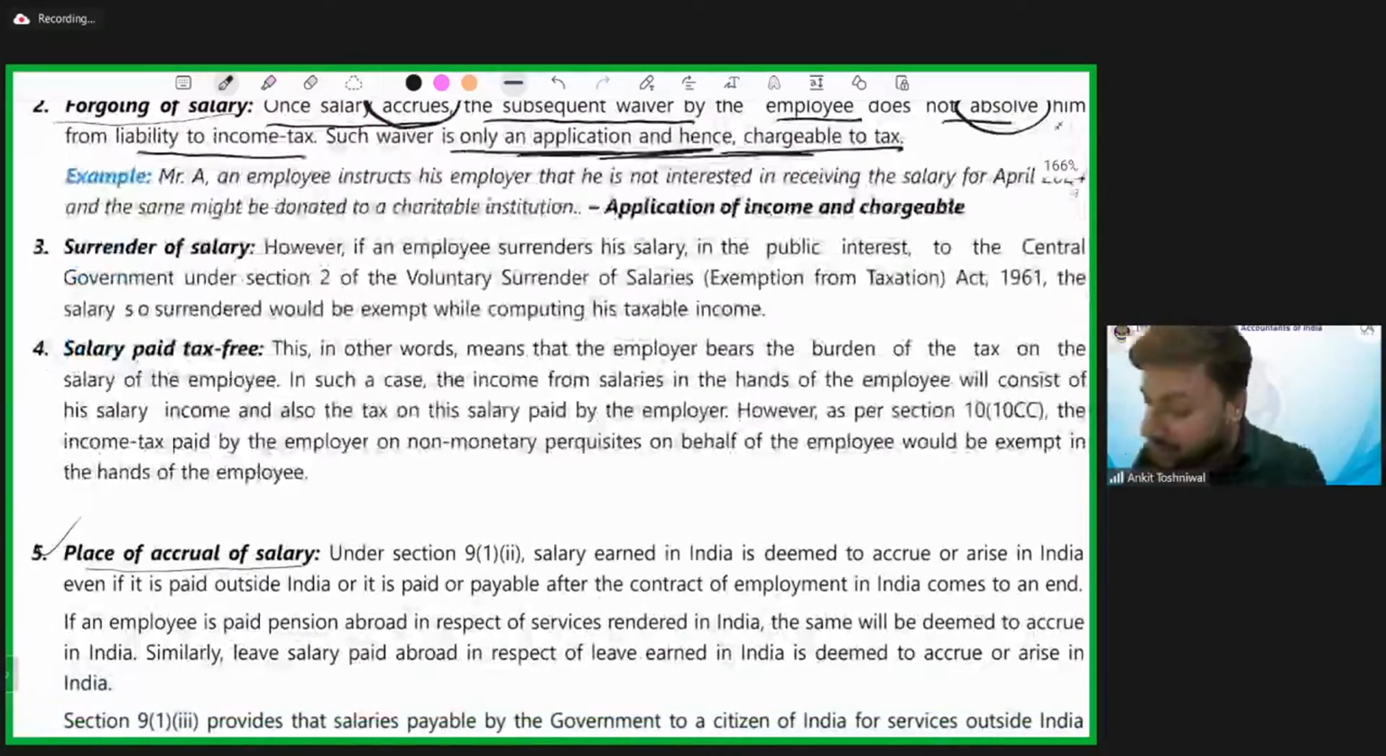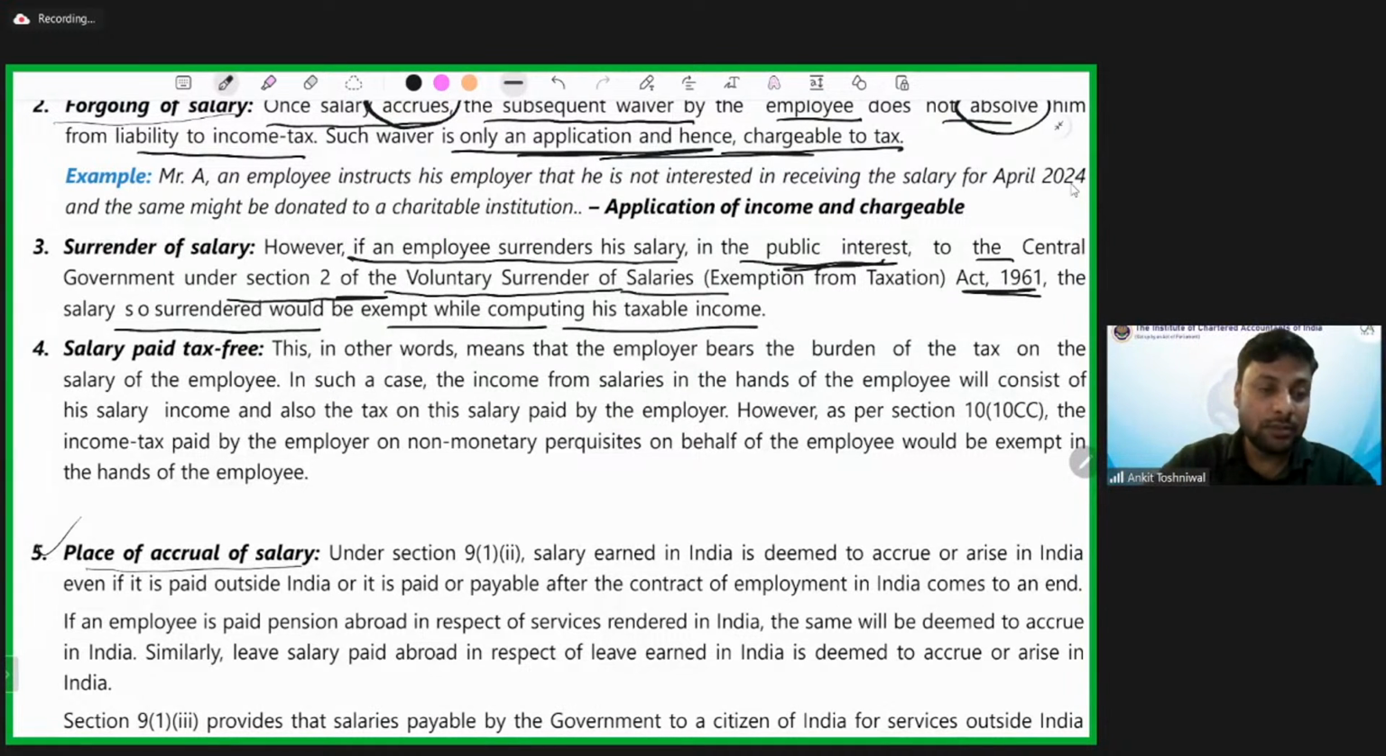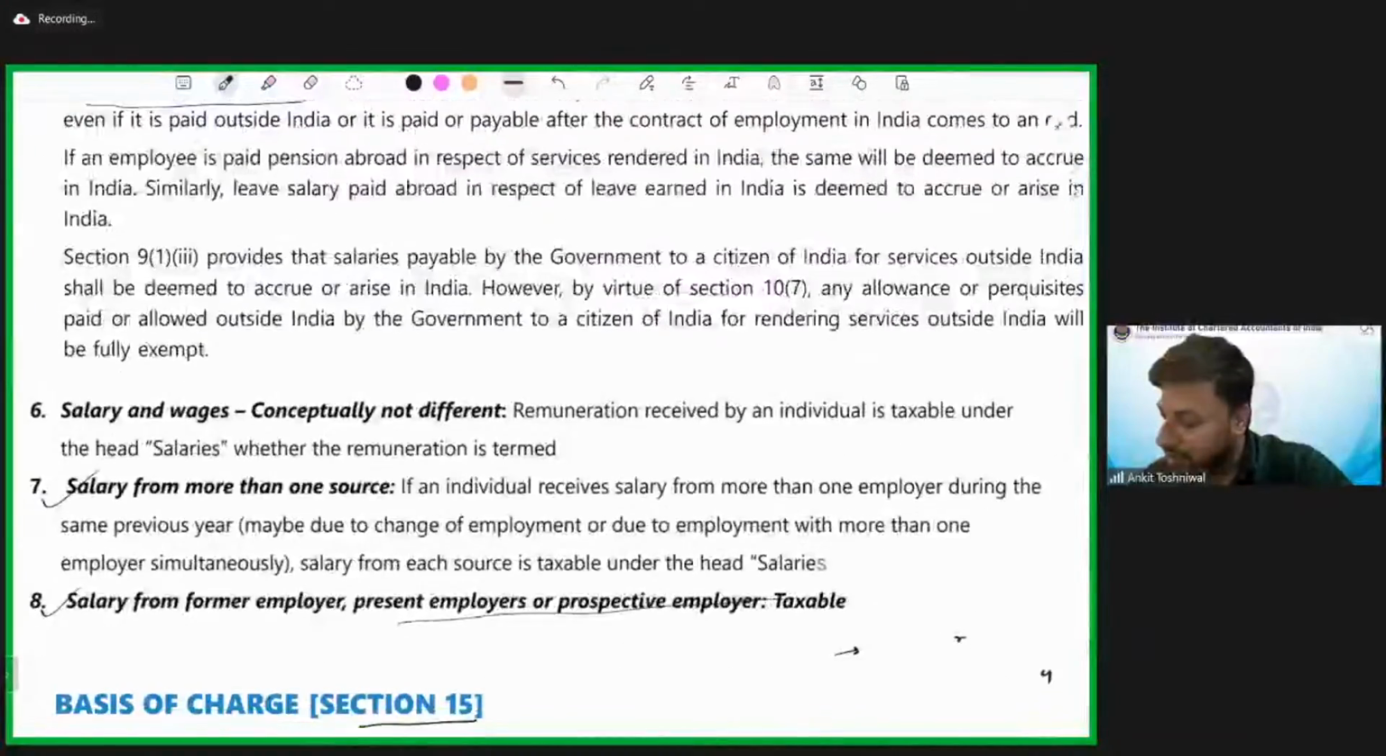Fine. Surrender of salary. If an employee surrenders his salary in the public interest to the Central Government under section 2 of the Voluntary Surrender of Salaries Act 1961, the salary so surrendered would be exempt while computing his taxable income. This is exempt. Two major points you have to remember: Central Government and the Voluntary Surrender of Salaries Act. Then it is exempt. Okay, these are all the scenarios regarding the salary.